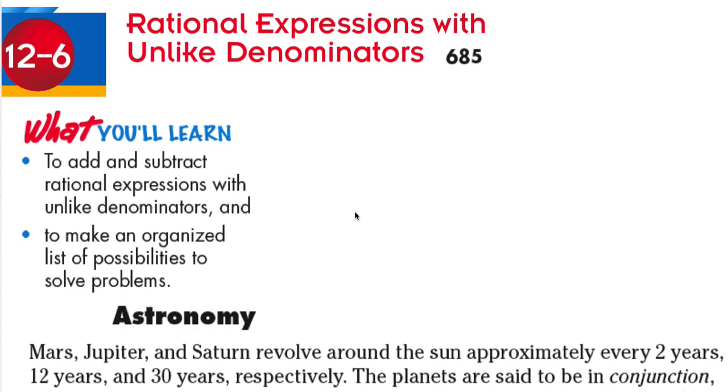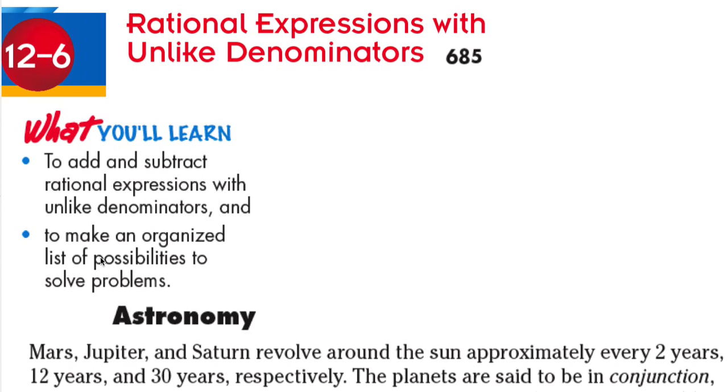Lesson 12-6, Rational Expressions with Unlike Denominators. In this lesson, you learn to add and subtract rational expressions with unlike denominators and to make an organized list of possibilities to solve problems. Now, why is it important? Because you can use rational expressions to solve problems involving astronomy and automobile maintenance.